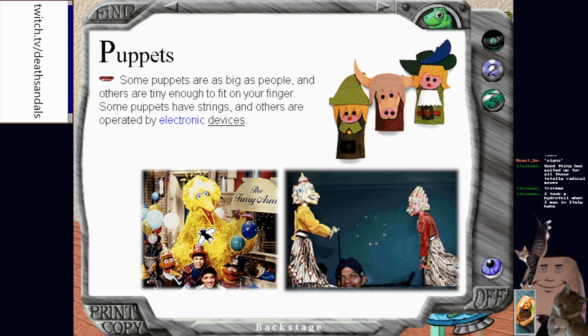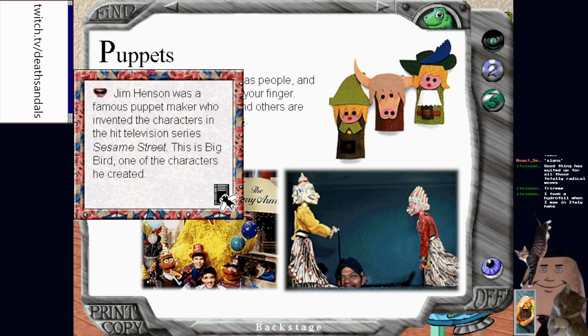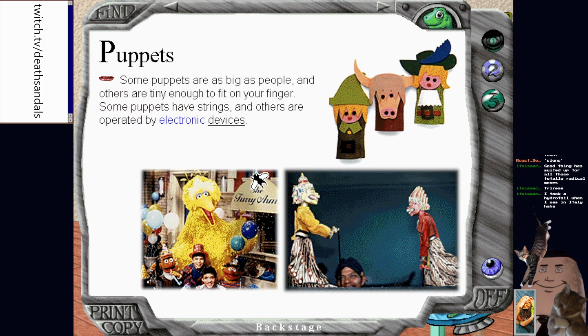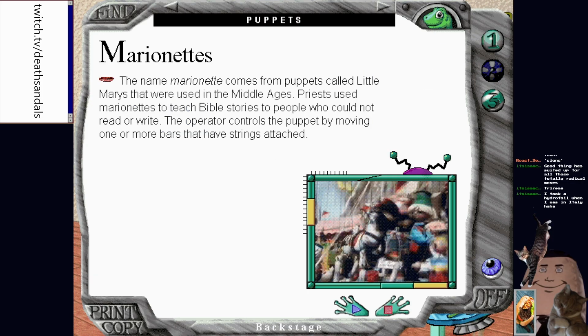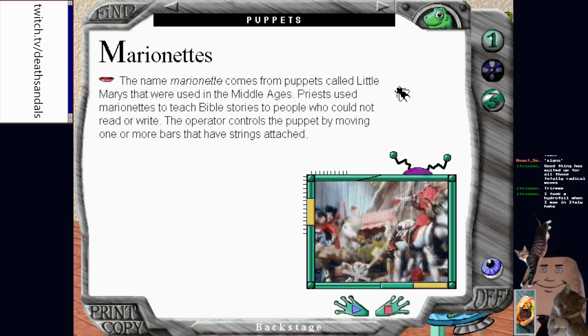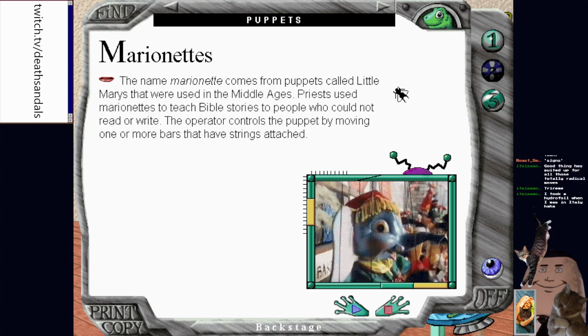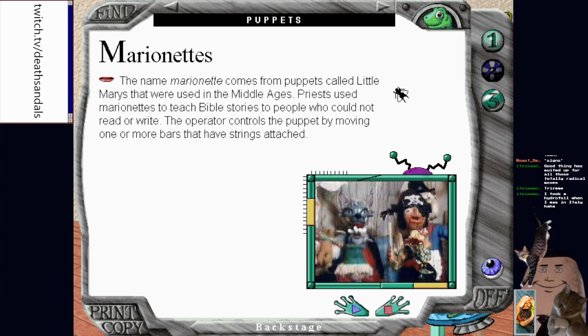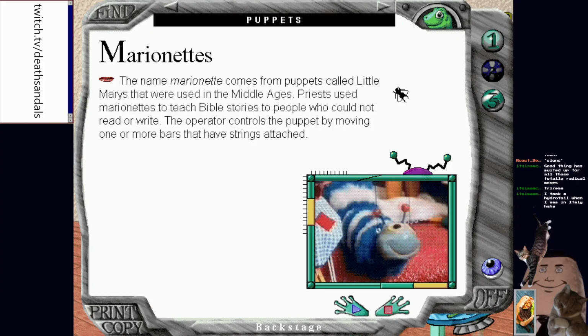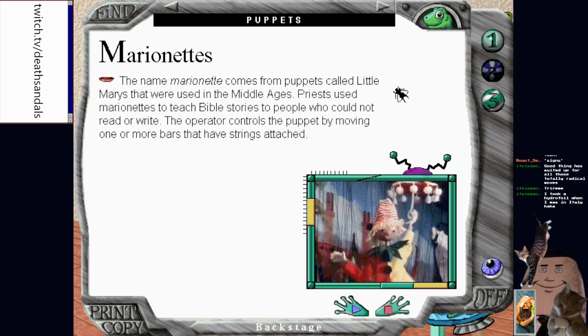Just puppets, yeah. Oh, best puppet, Big Bird. Jim Henson was a famous puppet maker who invented the characters. Oh, no, I'm definitely gonna know more about Jim Henson than this CD-ROM. I'll tell you that for a fact. Oh, okay. Marionette ones. Oh, they're all terrifying. Harold, it's your soul.